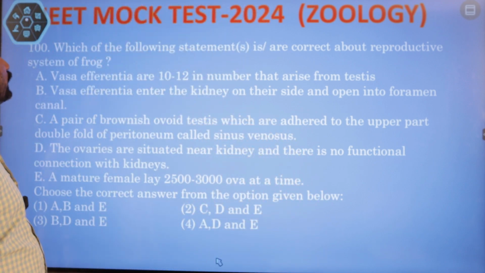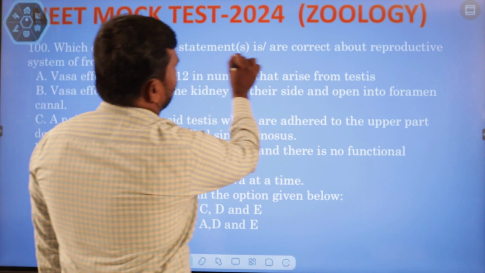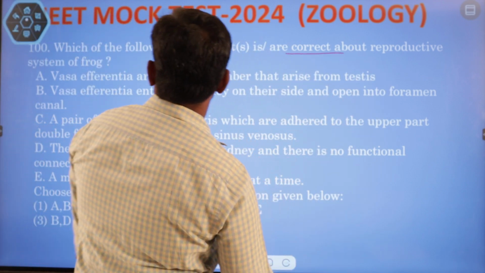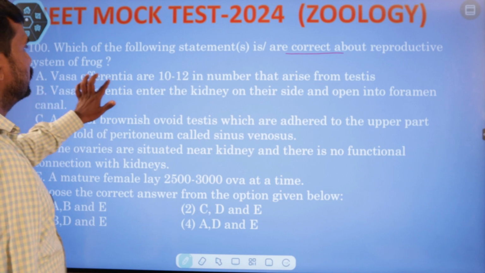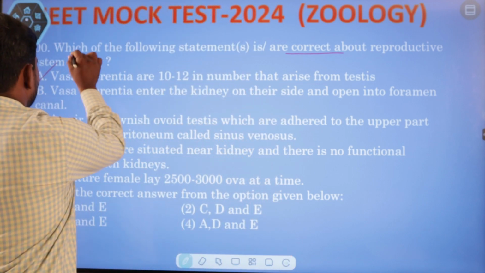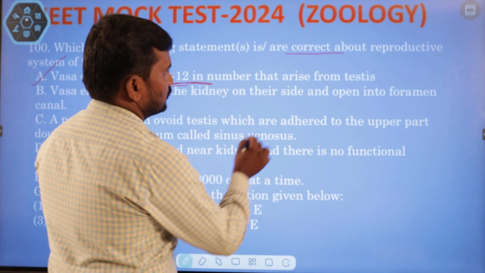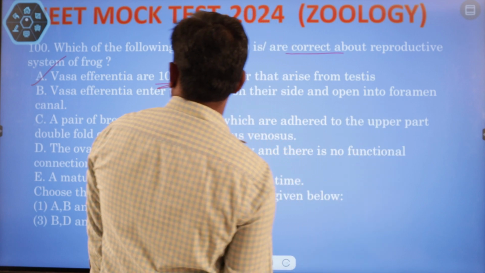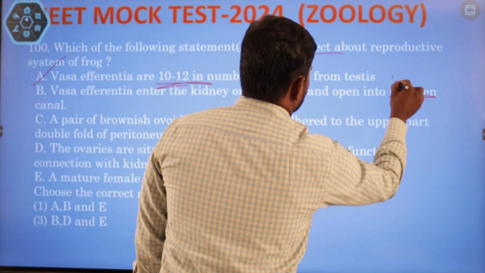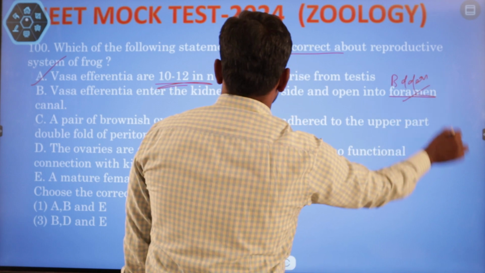The question is coming from the reproductive system of the frog. Which of the following statements is correct about the reproductive system? The vasa efferentia, 10 to 12 in number, arise from the testes. That is correct. The number is given correctly. The vasa efferentia enter the kidney on its side and open into the Bidder's canal; the statement as written is not right. This is called the Bidder's canal. This is the irrelevant statement.